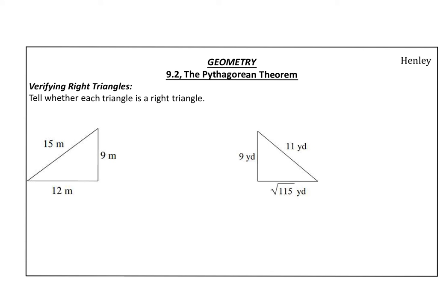Now pause the video, calculate these, and tell me if either are right triangles. One way that we can look at this, if you look at these three numbers, you notice that they're all divisible by 3. So 15 divided by 3 is 5. 9 divided by 3 is 3, and 12 divided by 3 is 4. So you can see that this is in fact a Pythagorean triple, which proves that yes, this is a right triangle.